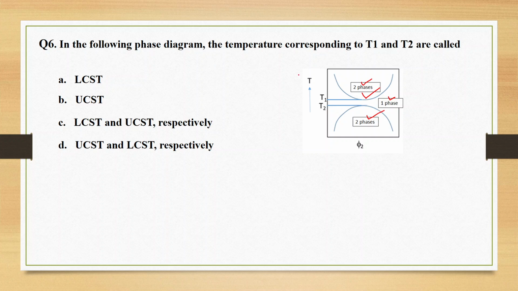This is the following phase diagram. T1 and T2 are shown here, like this is T1, this is T2. So what will you call them? What is T1 and what is T2?